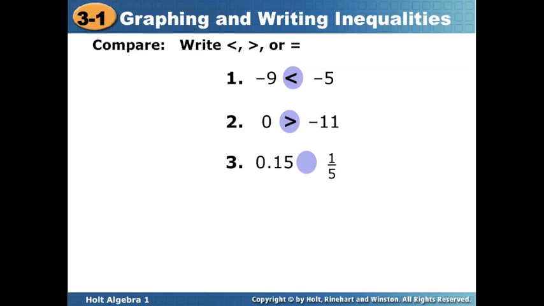Example number 3. We have 0.15 compared with 1/5. We will need to convert both numbers to the same form. So let's change the fraction to the decimal. 1/5 is the same as 0.2. So this means that 0.15 and 0.2, when we compare, 0.15 is going to be less than 0.2.